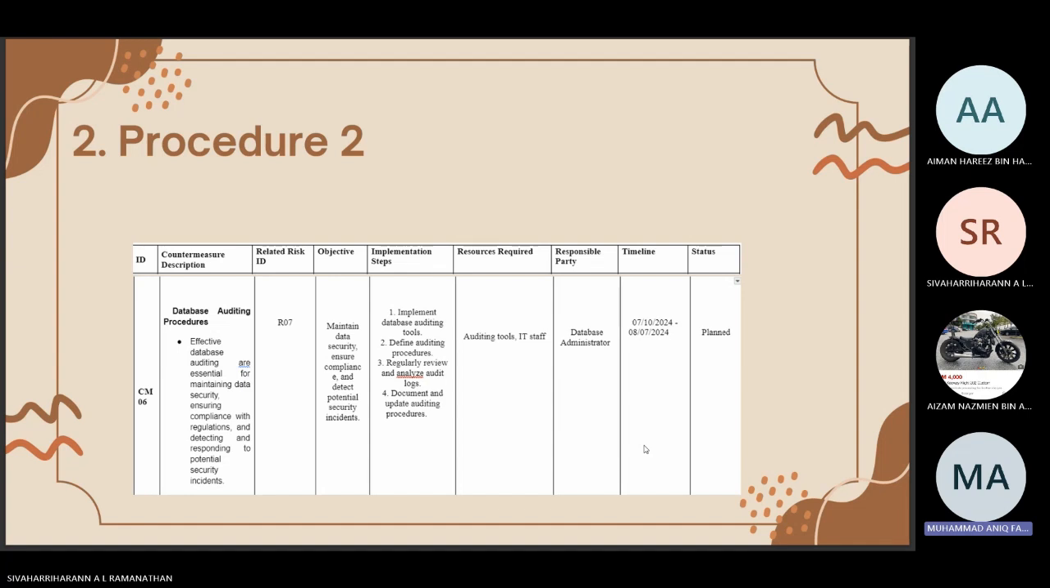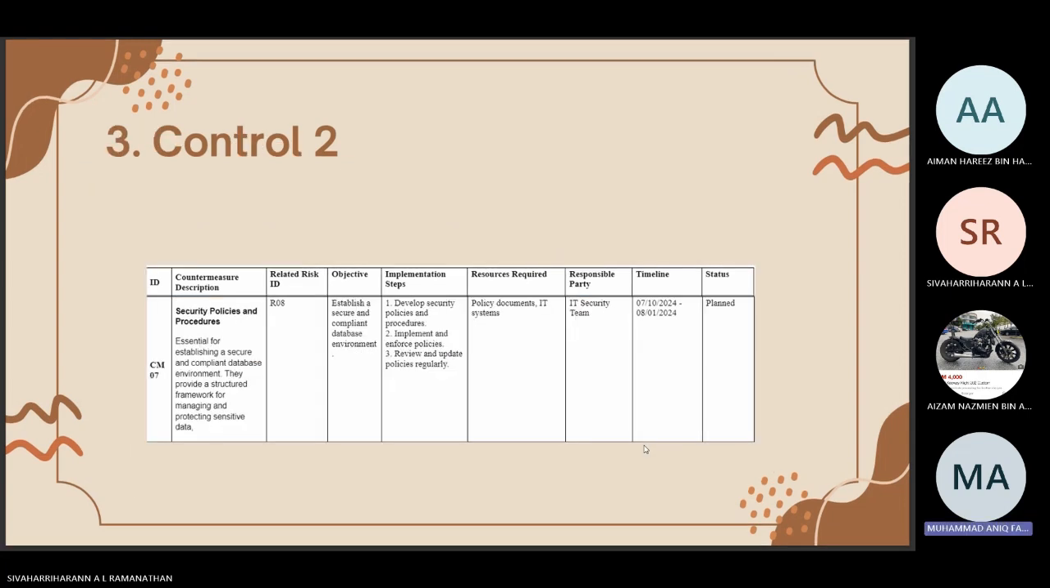Implementation steps include implementing database auditing tools, defining auditing procedures, and updating these procedures. The resources required are auditing tools and IT staff. The responsible party for this countermeasure is the IT staff, and the timeline spans from July 10, 2024 to August 7, 2024, with the status marked as planned. Next.